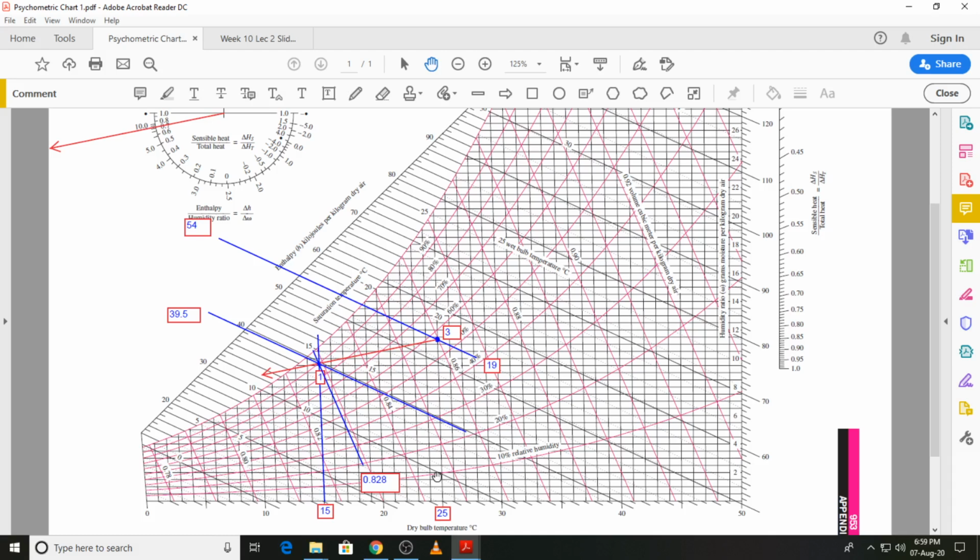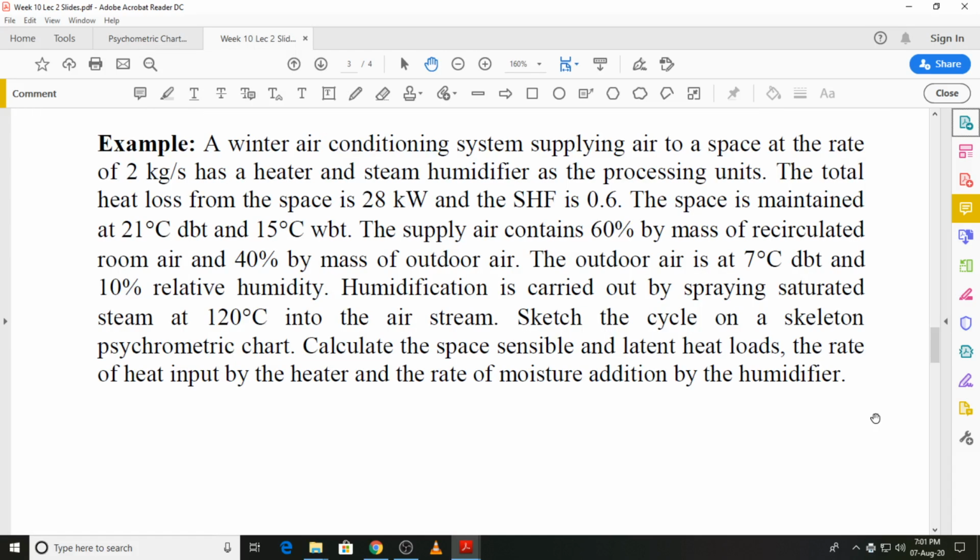So all that we required in this problem was to first read the problem and try to identify what it related to. It was actually a process, and the process that was applicable was of heating and humidification. We will now move on to the second example and see what it relates to and how it can be solved.